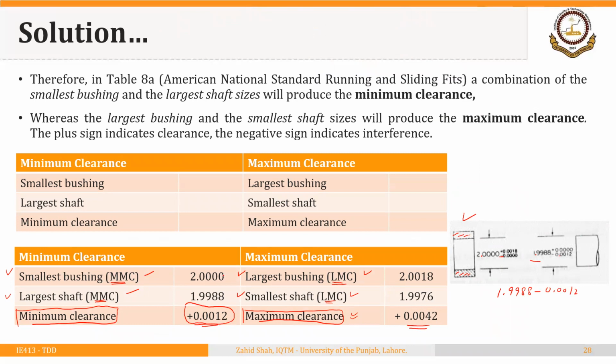So that is the definition of a clearance fit, that the limits are applied to the size of hole and shaft in such a way that clearance always results. So we will always get a clearance, and the minimum clearance is 0.0012 and the maximum is 0.0042.